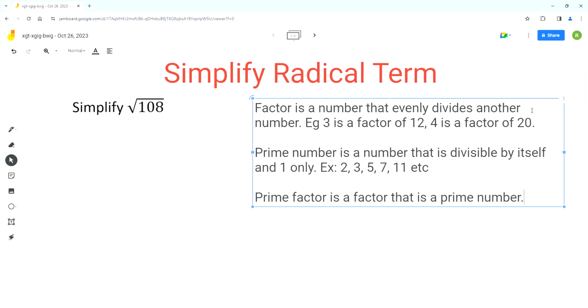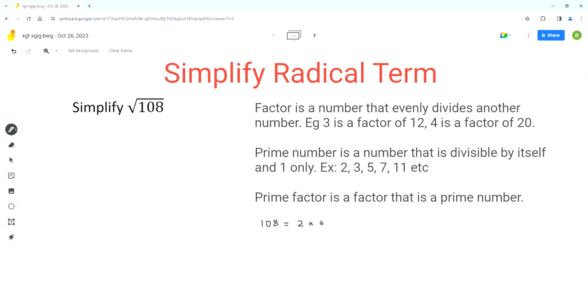So we have to break down 108 into its prime factors. So we know that 108 is an even number. So we can break down 108 by dividing it by 2. So 108 divided by 2 is equal to 54. So we get 108 is equal to 2 times 54. Now 54 is an even number, so we can break it down further by division by 2. So 54 divided by 2 is 27.